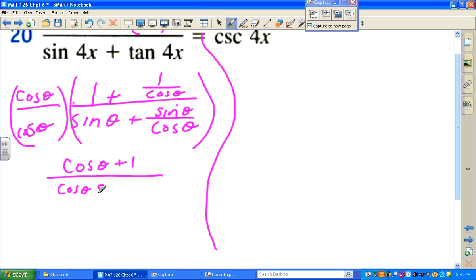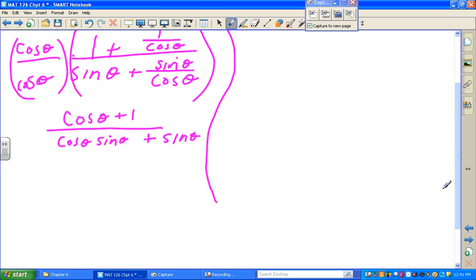Cosine theta, sine theta, plus. Oh, this one's easy. So everybody says that after the initial thought. Any ideas what to do now? Remember, you're trying to get 1 over sine, so you can get to cosecant theta. What? Yeah, factor out sine.